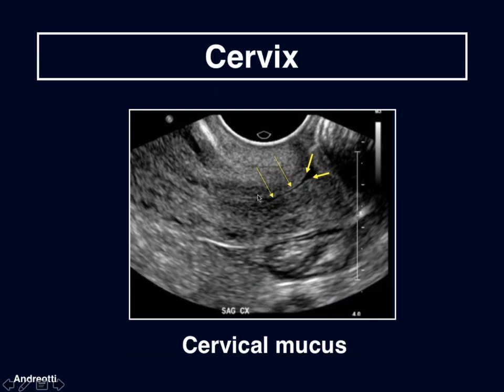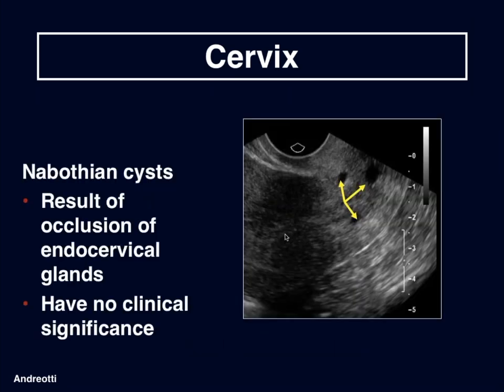We also can normally see a little bit of fluid within the cervical canal, and also this fluid is outlining the exocervix, so we can see it very nicely in this image. And this usually represents cervical mucus, a normal finding. Also within the cervix, we may also see little cysts called Nabothian cysts. These are a result of occlusion of endocervical glands and generally have no clinical significance.